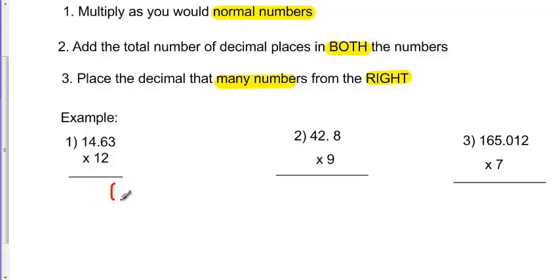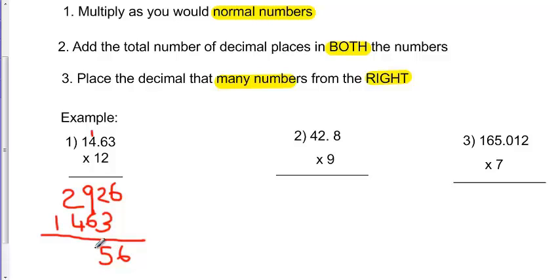So let's go ahead and do these. 2 times 3 is 6. 2 times 6 is 12. I'm going to carry the 1. 2 times 4 is 8 plus 1, 9. And 2 times 1 is 2. 1 times 3 is 3. 1 times 6 is 6. 1 times 4 is 4, and 1 times 1 is 1. My total is 6. 2 plus 3 is 5. 9 plus 6 is 15. I'm going to carry the 1. 4 plus 2 is 6 plus 1 is 7, and then bring the 1 down.